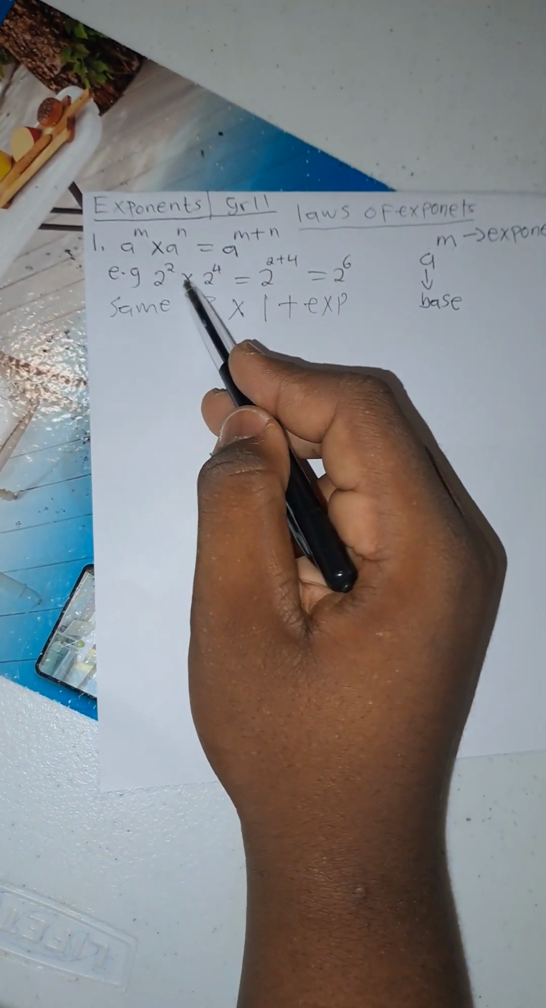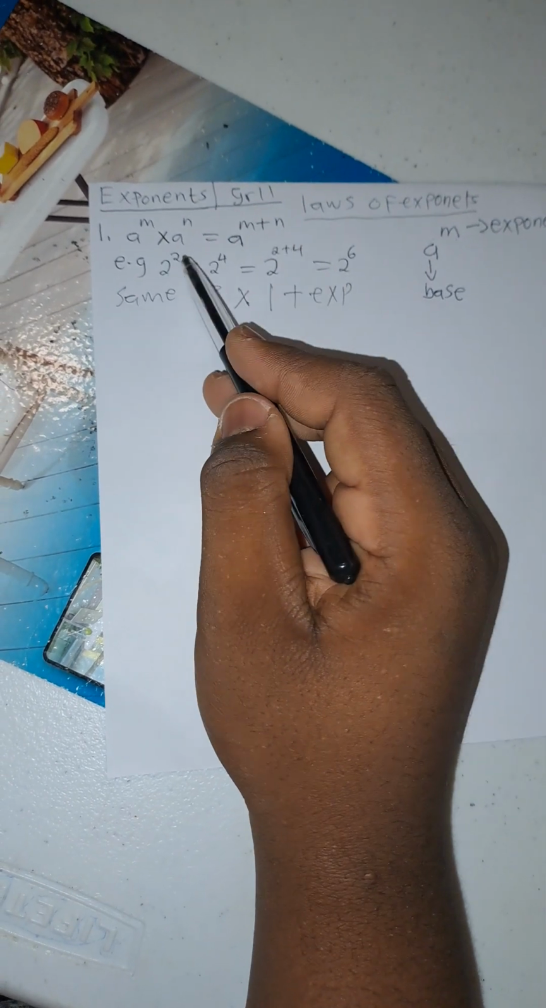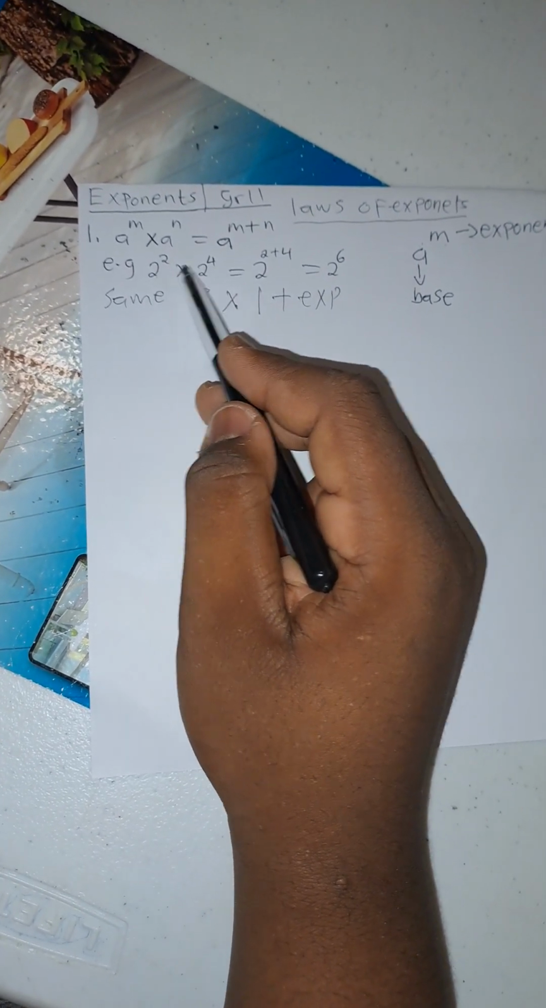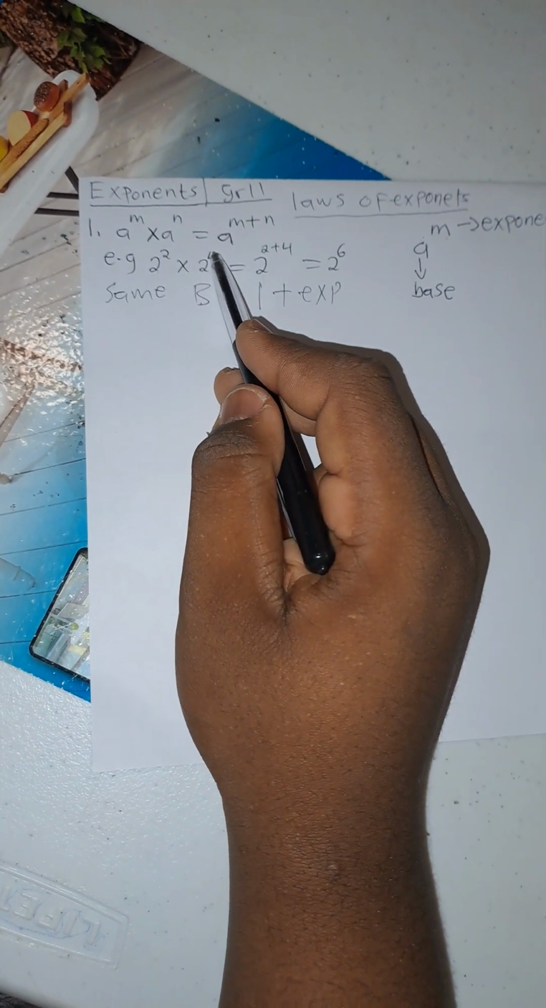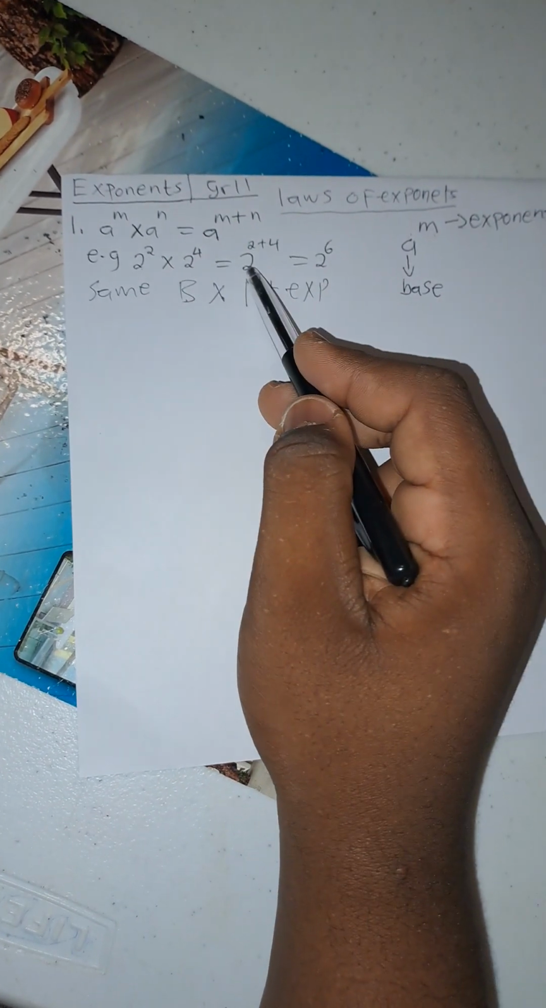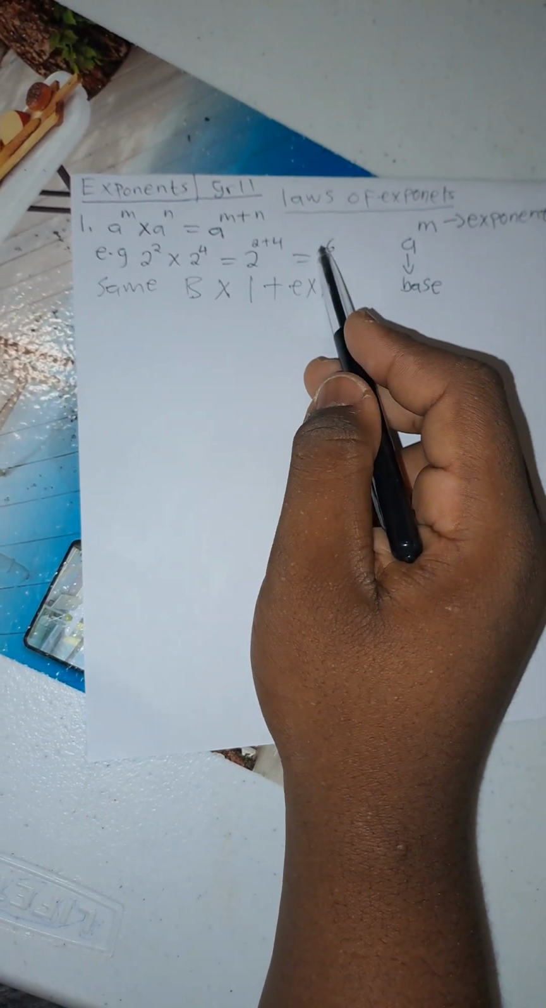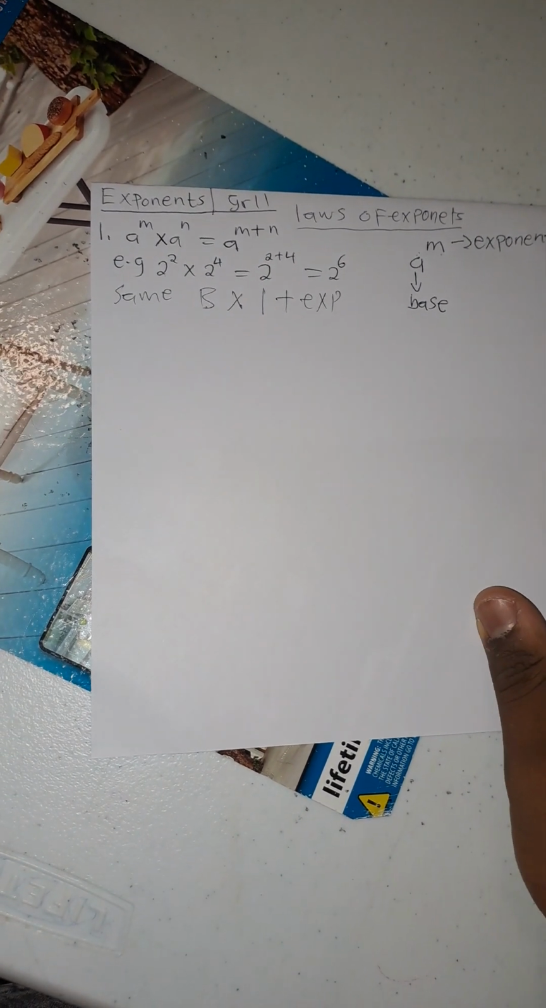Okay, let's check the example. 2 to the power of 2 times 2 to the power of 4. Do we have the same base? Yes, we do. Same base, you add exponents, because they are multiplying. So you are just gonna write this 2 only and then say 2 plus 4, which is 2 to the power of 6. You see, we are done. So now let's continue. Let's go to the second one.